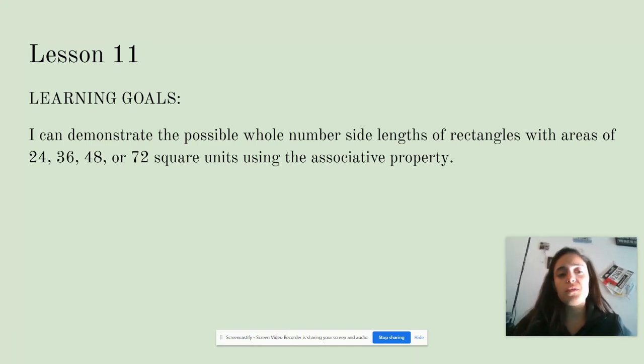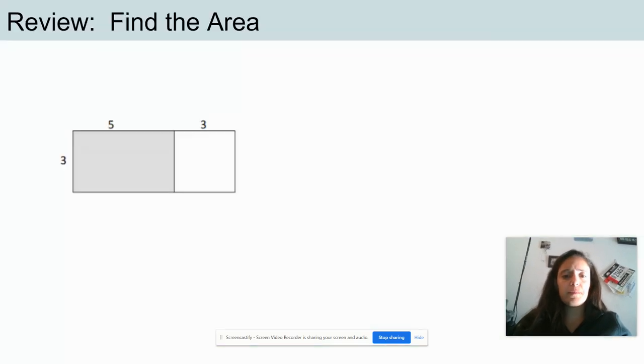Today we're going to talk about lesson 11 for math. Our learning goals for today are: I can demonstrate the possible whole number side lengths of rectangles with areas of 24, 36, 48, or 42 square units using the associative property. Now, the associative property we talked about a few weeks ago, a couple in our last module, and we're going to dig into it again today.